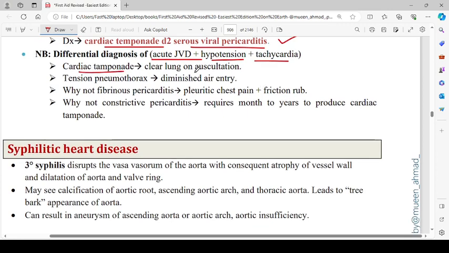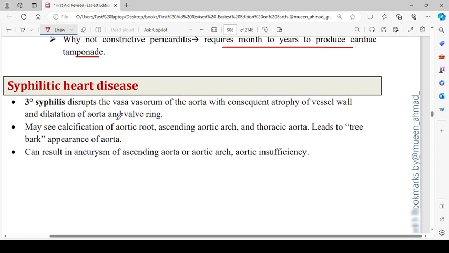So it is cardiac tamponade that leads to clear lungs. If it is cardiac tamponade, there will be clear lungs on auscultation. If it is tension pneumothorax, there will be diminished air entry. Why not fibrinous pericarditis? Because pleuritic chest pain and infection should be present. Why not constrictive pericarditis? Because that requires months to years to produce cardiac tamponade.